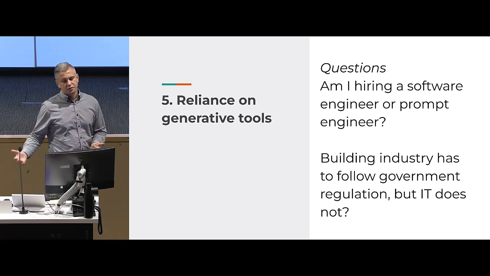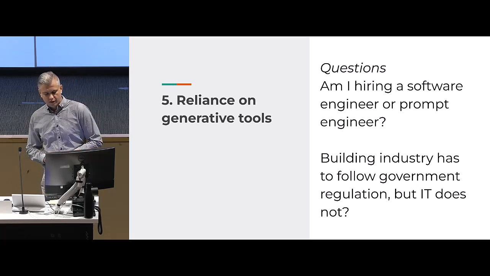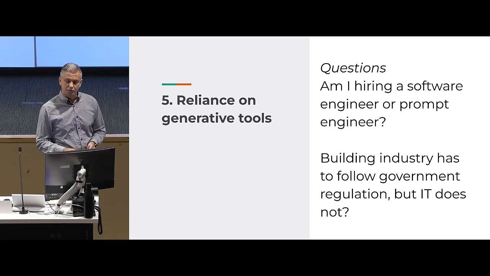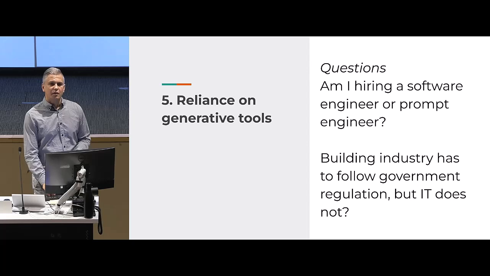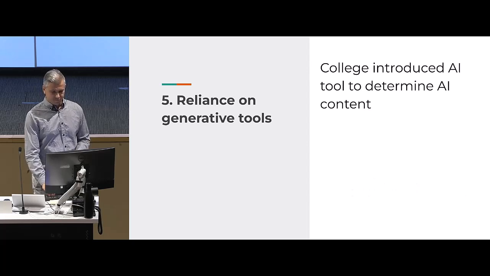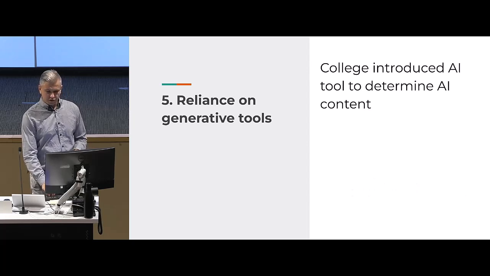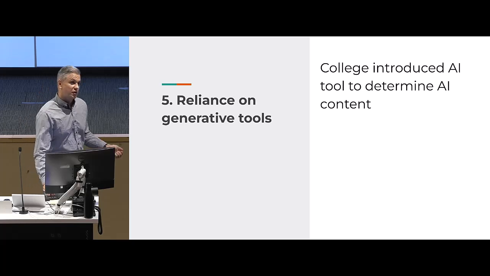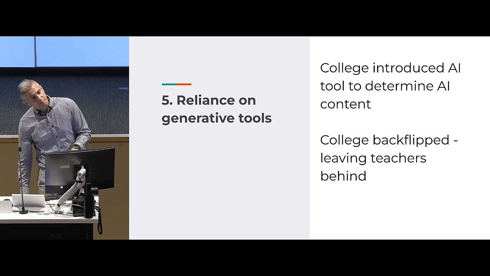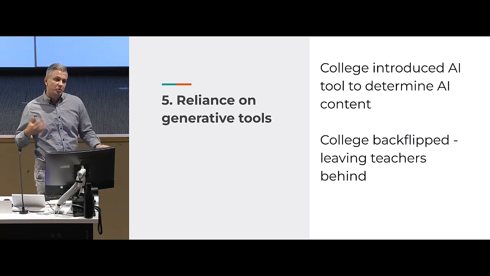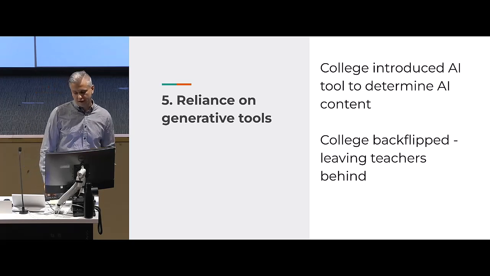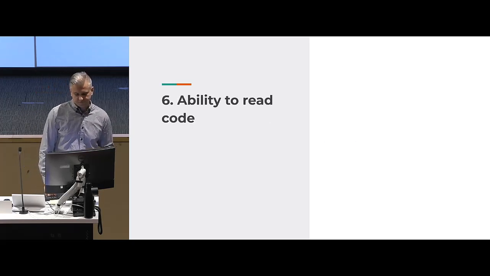Because with those tools, the next question we're probably going to be asking is, the building industry has to follow government regulation, and maybe soon, because of that, IT will do the same. We have to do the buildings properly. Like, a college introduced an AI tool to determine AI content, then they backflipped on it the semester later, because there were a lot of false positives, and obviously it just shows how immature we are in this area.